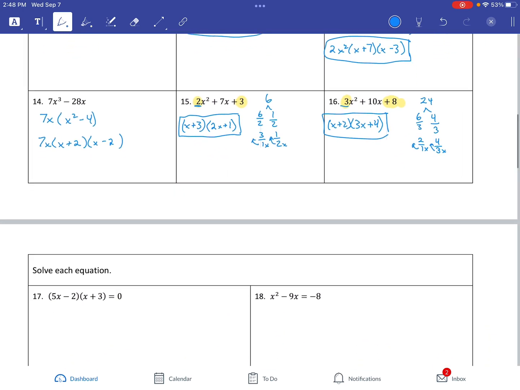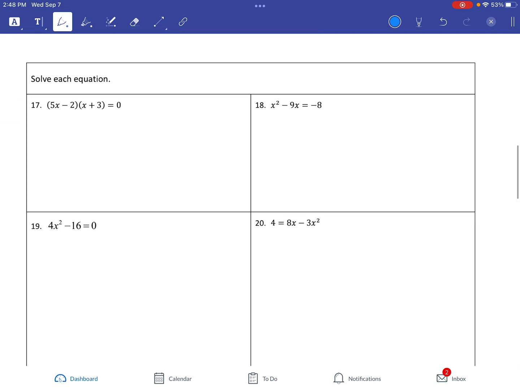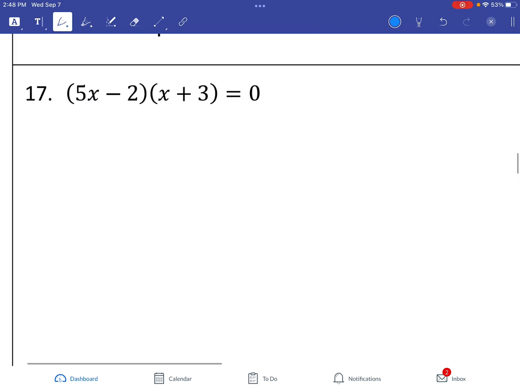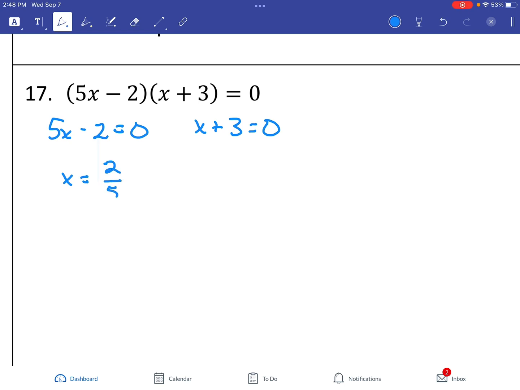All right, next, solving using factoring. Now, for some reason, students always struggle with number 17 because they multiply it together. It has already been factored for you. The hard part is over. Take the factors that you're given, set them equal to 0, and solve for x. Please do not multiply this problem together. I will get x is equal to 2/5 and x is equal to -3. So now we're solving.